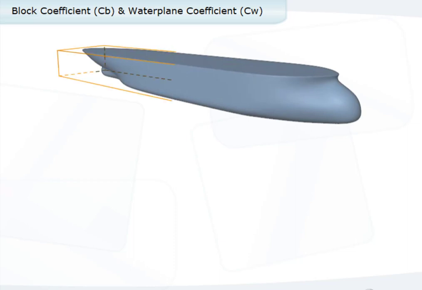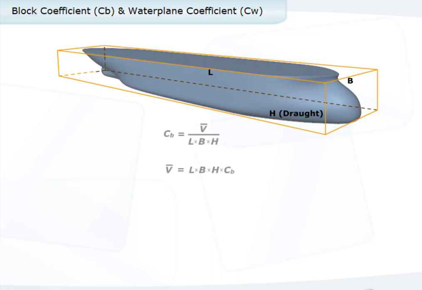The block coefficient, Cb, is a comparison of the ship's actual underwater shape at a given waterline to that of a rectangular box of the same extreme dimensions. The box's height equals the ship's draft, normally summer draft, and the box's length and breadth equal the hull's overall length and breadth. The block coefficient can be used to determine the volume of displacement of a vessel using the formula: ship's volume equals ship's length times breadth times draft times block coefficient.